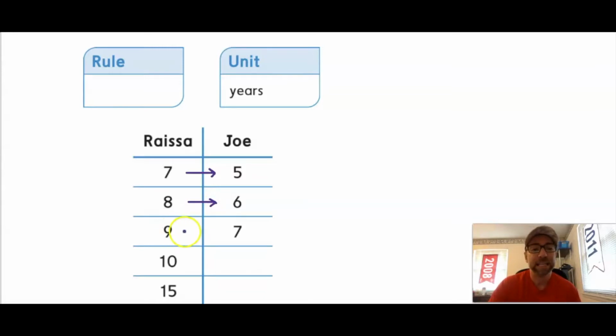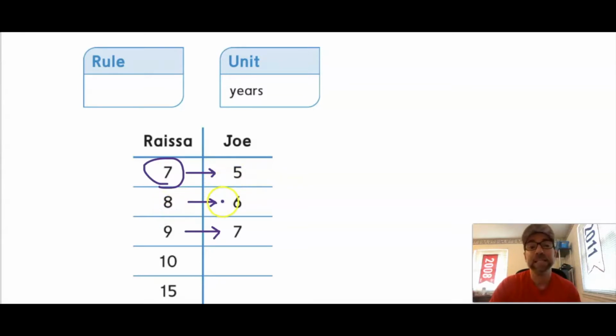When Raisa is 9, Joe is 7. Who do you think is older? Is Raisa older or is Joe older? Well, Raisa is older because our bigger numbers are where Raisa's table side is. So all of these numbers are always going to be bigger than Joe's number that goes with it.